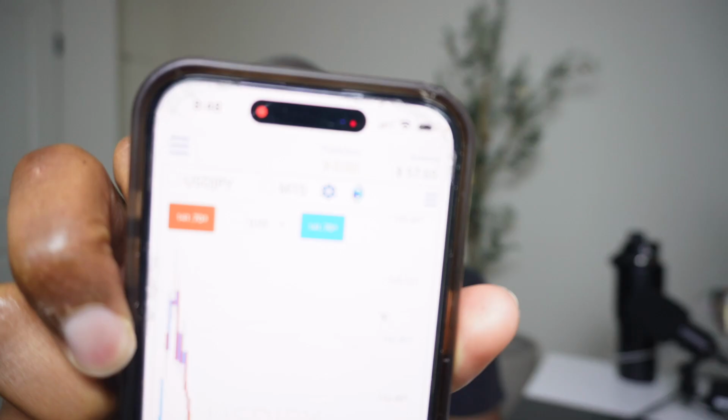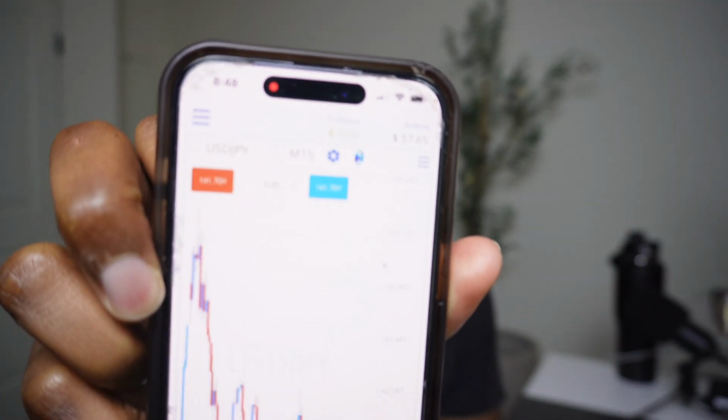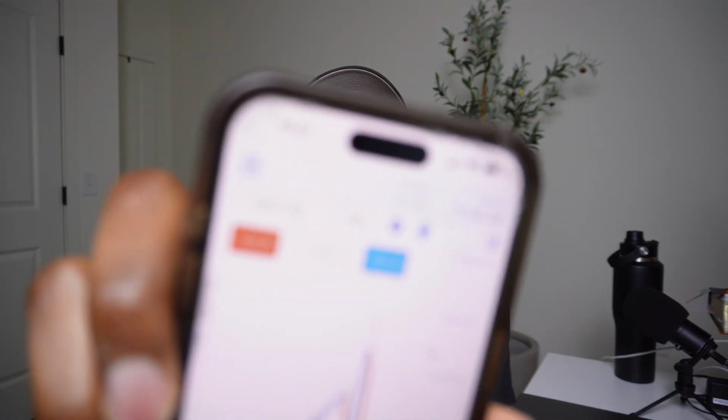So as you can see, maybe you can see that. It says $57, all right? Now, this is where the account has went to. We're at $102.